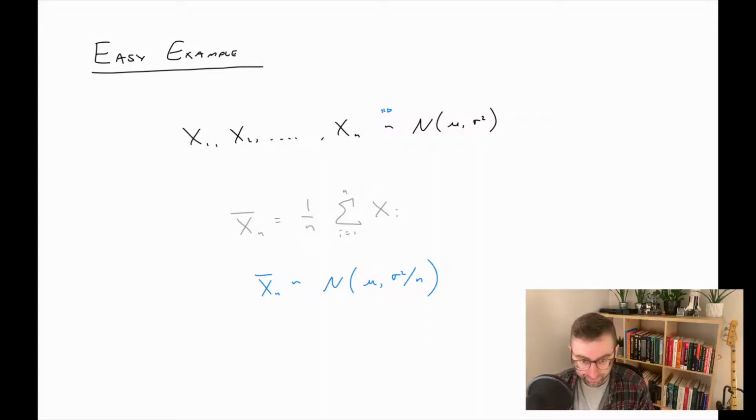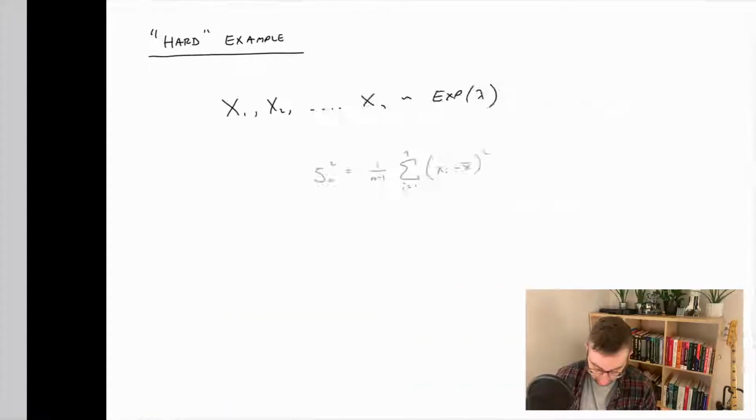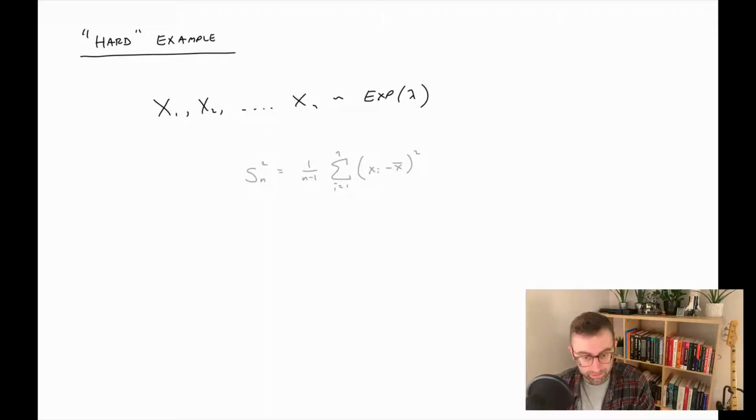Okay, great. Okay, so how about a harder example? And by hard, I mean one that I don't want to do. So here I arbitrarily defined a random sample from an exponential distribution. I defined a statistic, which is the sample variance. And then my question is, what is the distribution of this thing?